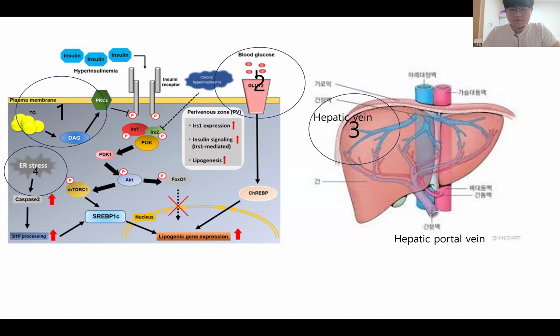Third, IRS1 and IRS2 signal molecule expression differs in the liver. Around the hepatic portal vein, IRS2 expression is bigger, but around the hepatic vein, IRS1 expression is bigger. In fatty liver patients, blood insulin is high, so the insulin pathway reinforces IRS1 around the hepatic vein and increases DNL. Fourth, ER stress is involved in insulin resistance, but it also activates SREBP through an independent pathway, increasing DNL.